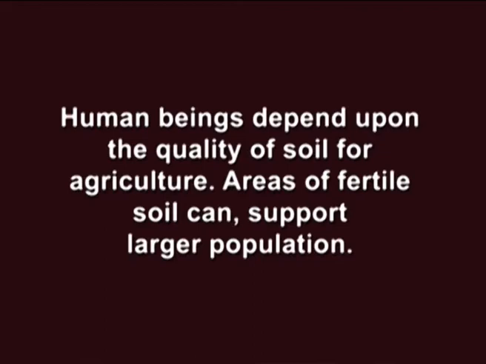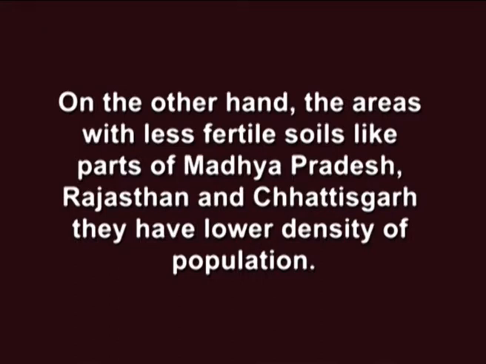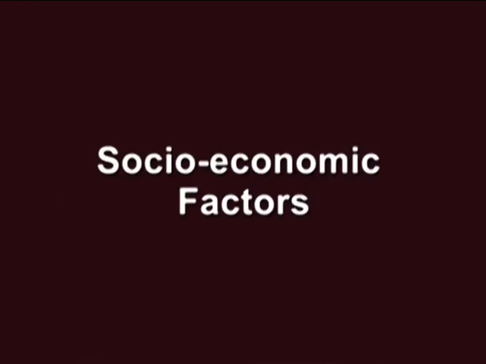Soil. Human beings depend upon the quality of soil for agriculture. Areas of fertile soil can support larger population. That is why the regions of fertile soil such as the alluvial plains of North India and the coastal plains have higher density of population. On the other hand, the areas with less fertile soils like parts of Madhya Pradesh, Rajasthan, Chhattisgarh have lower density of population. Let us see what the socio-economic factors have to do.